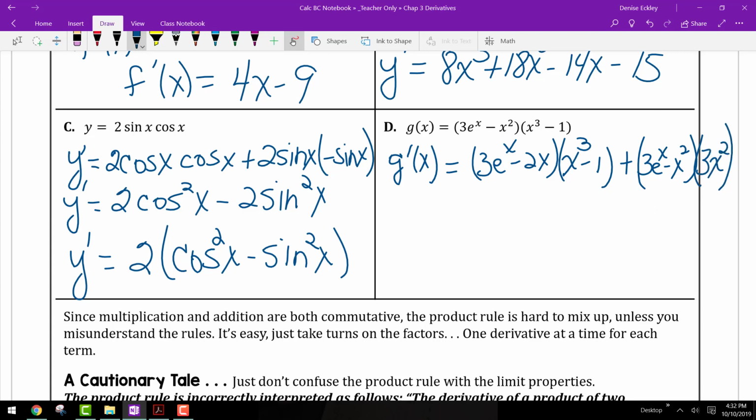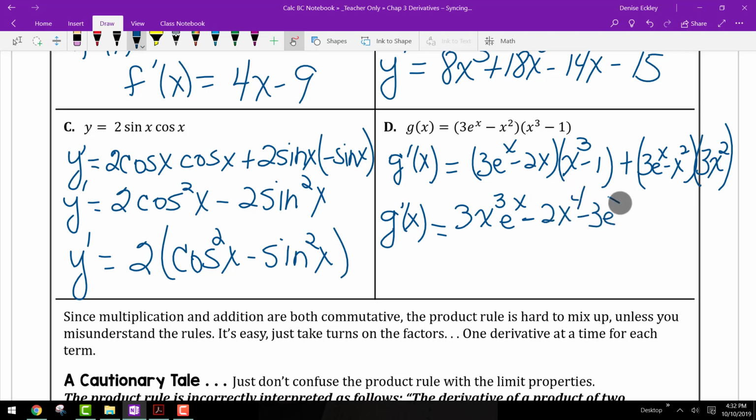Okay, so multiplying this out, you have to look at what's being asked for in the problem. Sometimes you don't have to multiply them out. So you get 3x to the third e to the x minus 2x to the fourth minus 3e to the x plus 2x.